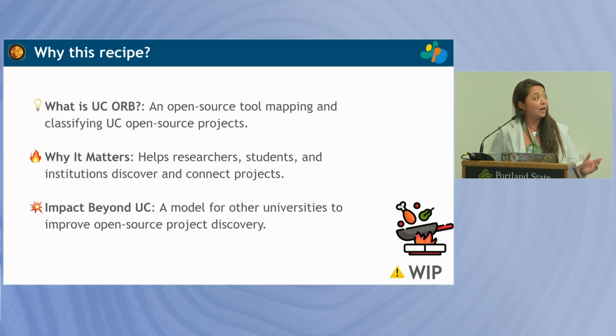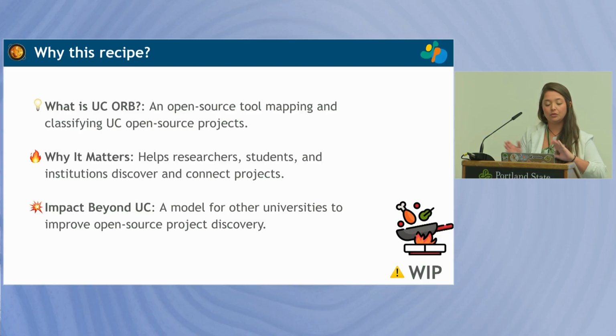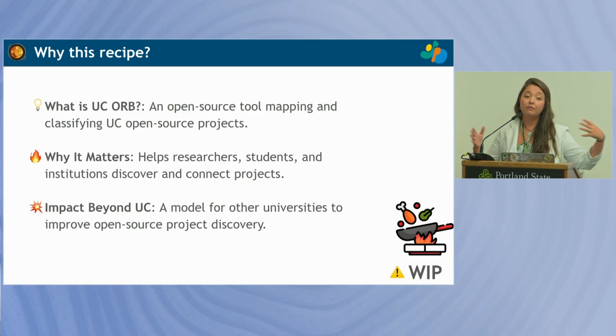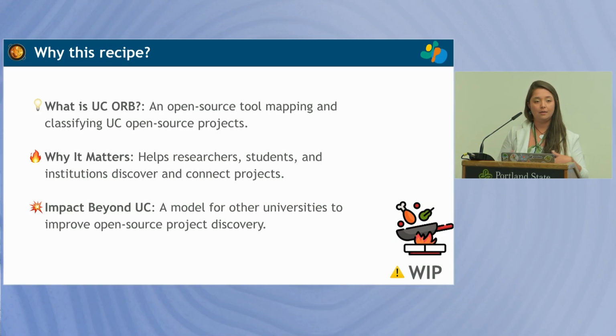So why an open source repository browser? We want this to be a tool for mapping and classifying projects from the UC system. We want to help researchers and students at institutions to discover and connect projects. For example, connect them with funders or connect them with each other so that they can collaborate. And we also hope that this can have impact beyond UC. We're going to be talking specifically about UC data and the UC system, but hopefully this can be a model for other universities to improve open source project discovery.